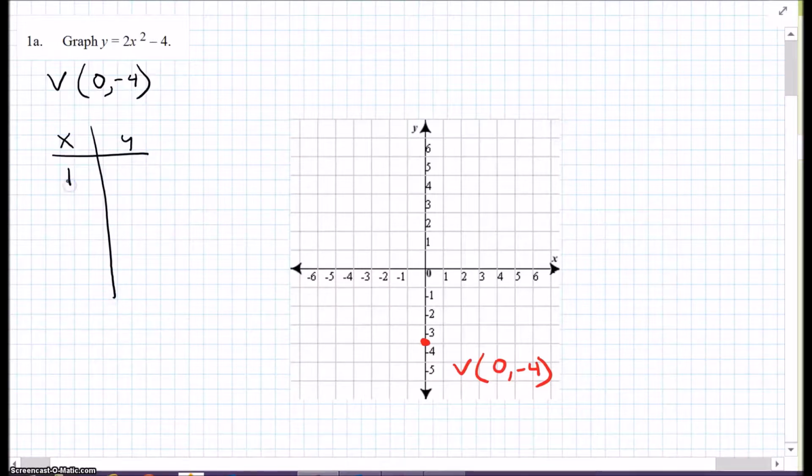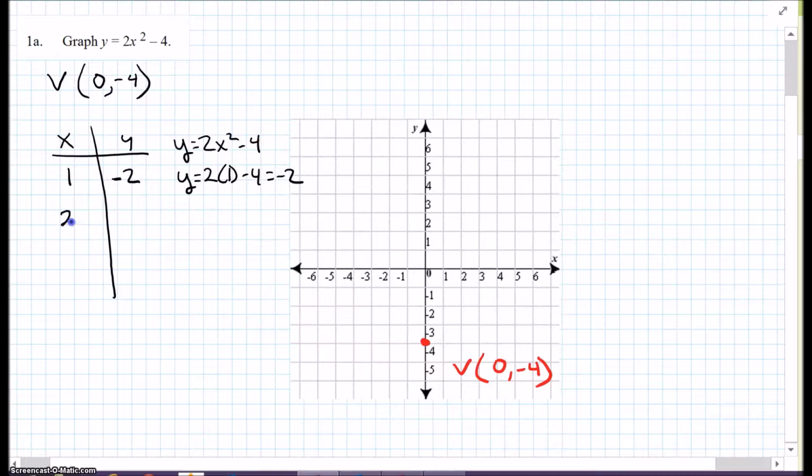I'm going to pick x as 1. So when x is 1, we're going to plug it back into the equation. Y equals 2x squared minus 4. So that's going to be y equals 2 times 1 squared, which is 1, minus 4. That's going to be negative 2. So my y value when x equals 1 is negative 2.